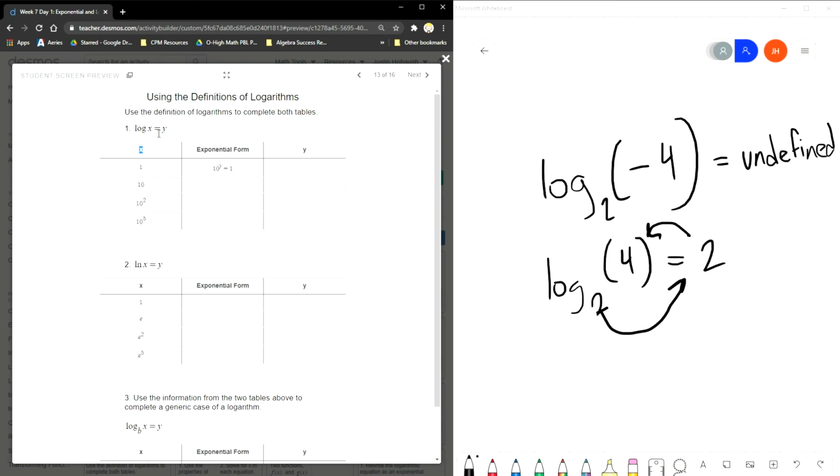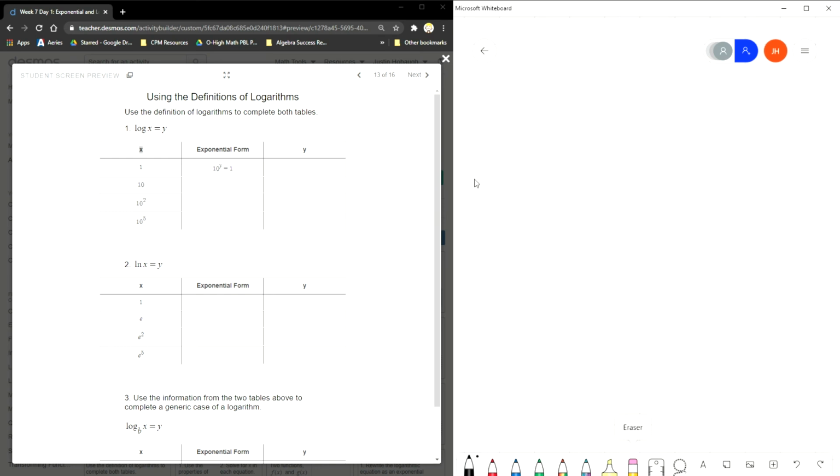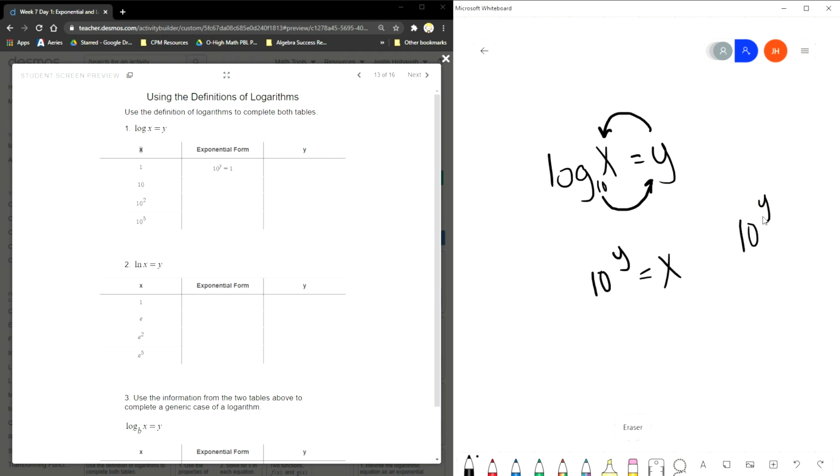Here, wait, let me visualize that for y'all on the whiteboard. So we said log of x equals y. This is base 10 technically because it's just the common logarithm. And using the decoder ring, I see that 10 to the y equals x. So if x is 1, right, then 10 to the y equals 1. And what power do I need to make it 1? Y should equal 0, actually.